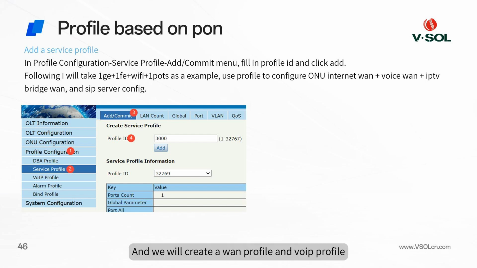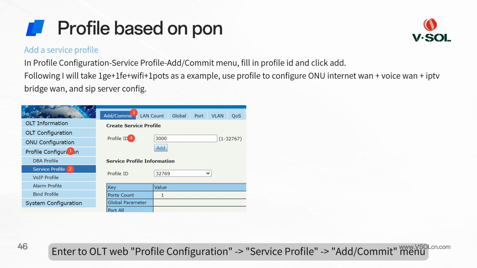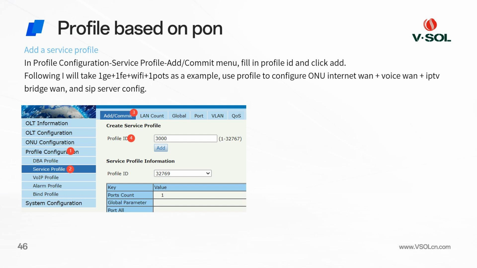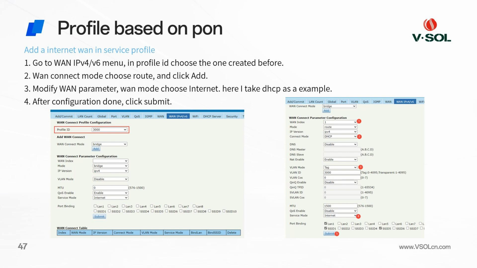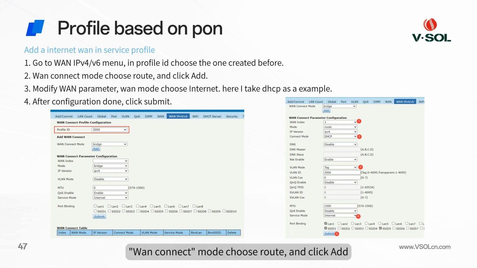And we will create a WAN profile and VoIP profile. Enter the OLT Web Profile Configuration, Service Profile, Add or Commit menu. Fill in the Profile ID and click Add. Then go to the WAN IPv4/v6 menu. In Profile ID, choose the one created before. There we will create the Internet WAN first. WAN Connect mode, choose Root and click Add.